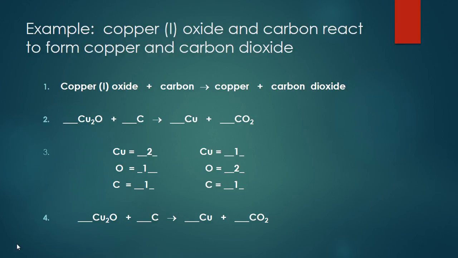So my oxygen and my coppers are not balanced. What I can do is put a 2 in front of Cu2O, and then that will give me 4 copper and 2 oxygen. Then I'm going to put a 4 in front of the copper on the product side, and that will give me the 4 copper that I need to balance it out.